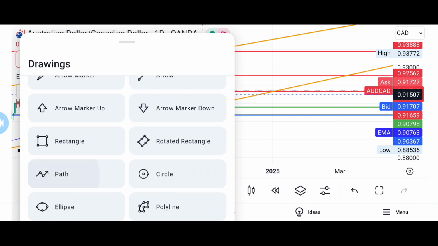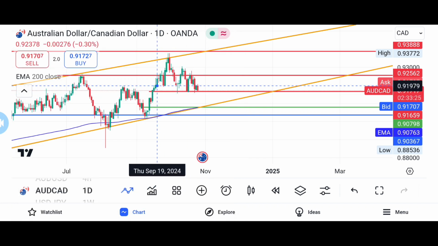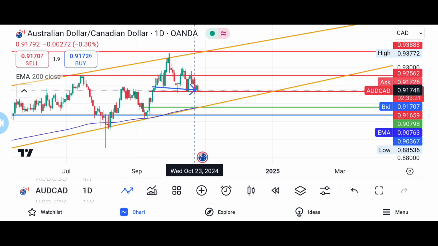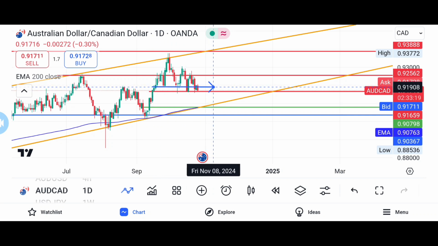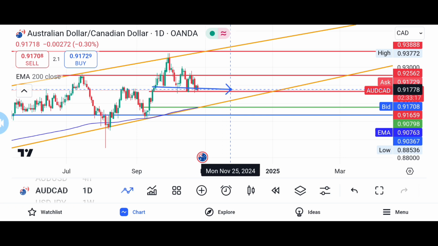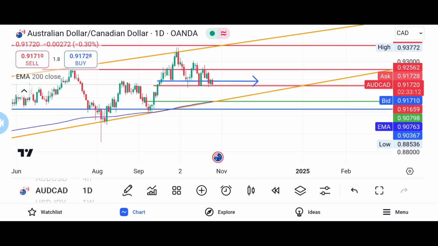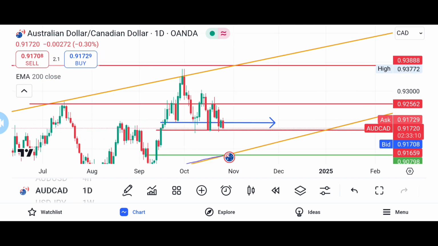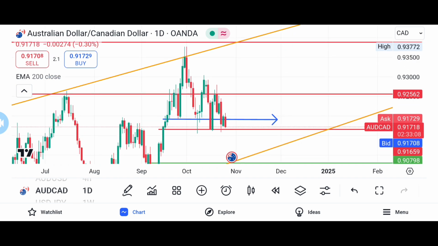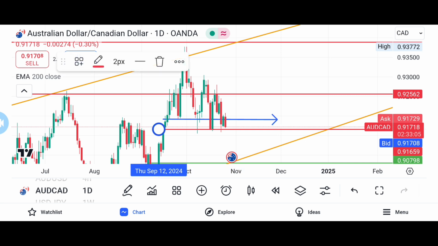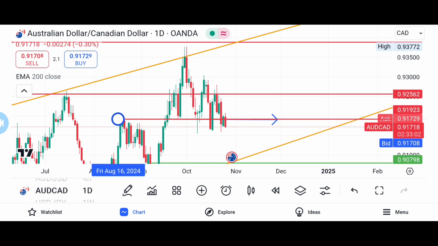Our neck is around this point. Our neck is here. This is our neck. Yeah, that is our neck. And the way to trade this head and shoulders is, we trade it once the price breaks our neckline there.